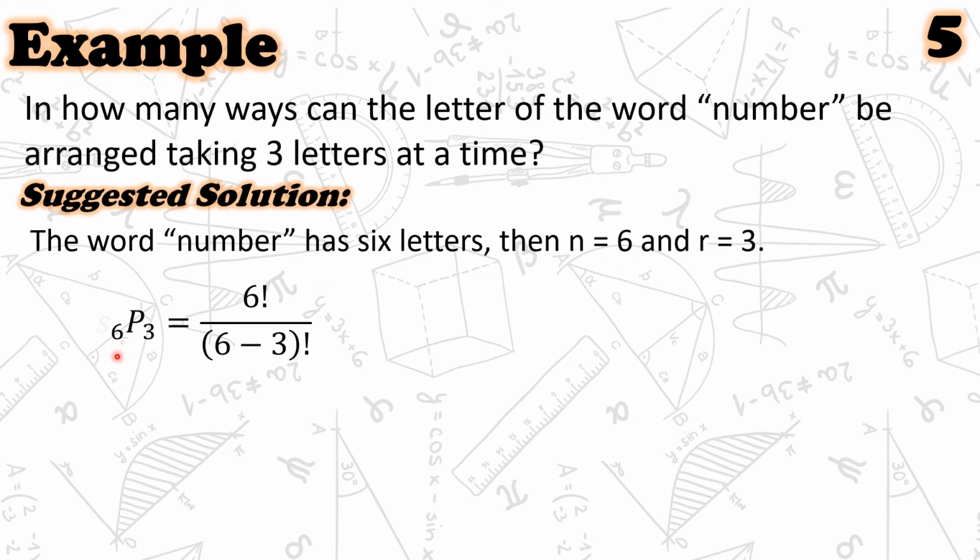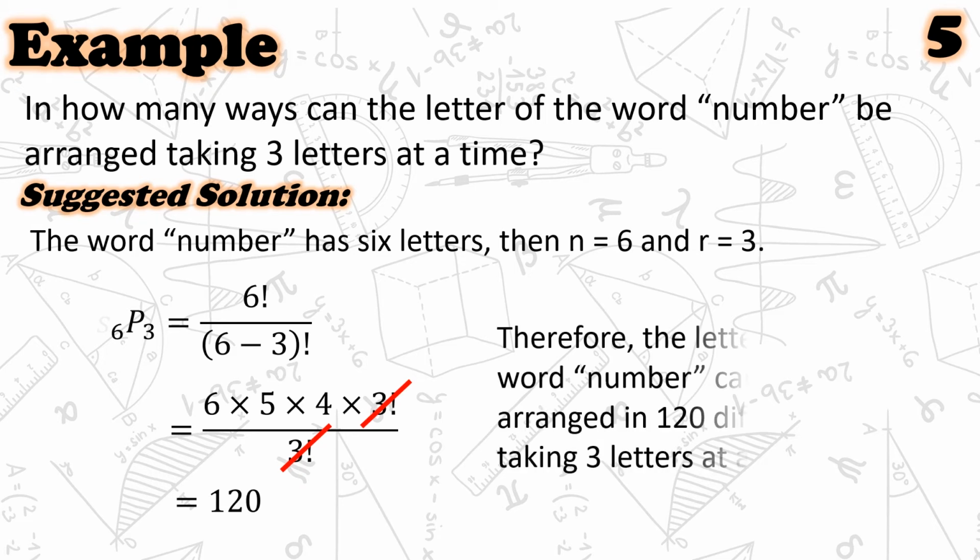Using the formula, we have 6 taken 3 is equal to 6 factorial over 6 minus 3 factorial. By the definition of factorial, we rewrite 6 factorial as 6 times 5 times 4 times 3 factorial. We stop at 3 factorial because the denominator is 6 minus 3 factorial, and that is also 3 factorial. 3 factorial over 3 factorial is equal to 1. Then 6 times 5 times 4 is equal to 120. So the letters of the word number can be arranged in 120 different ways, taking 3 letters at a time.